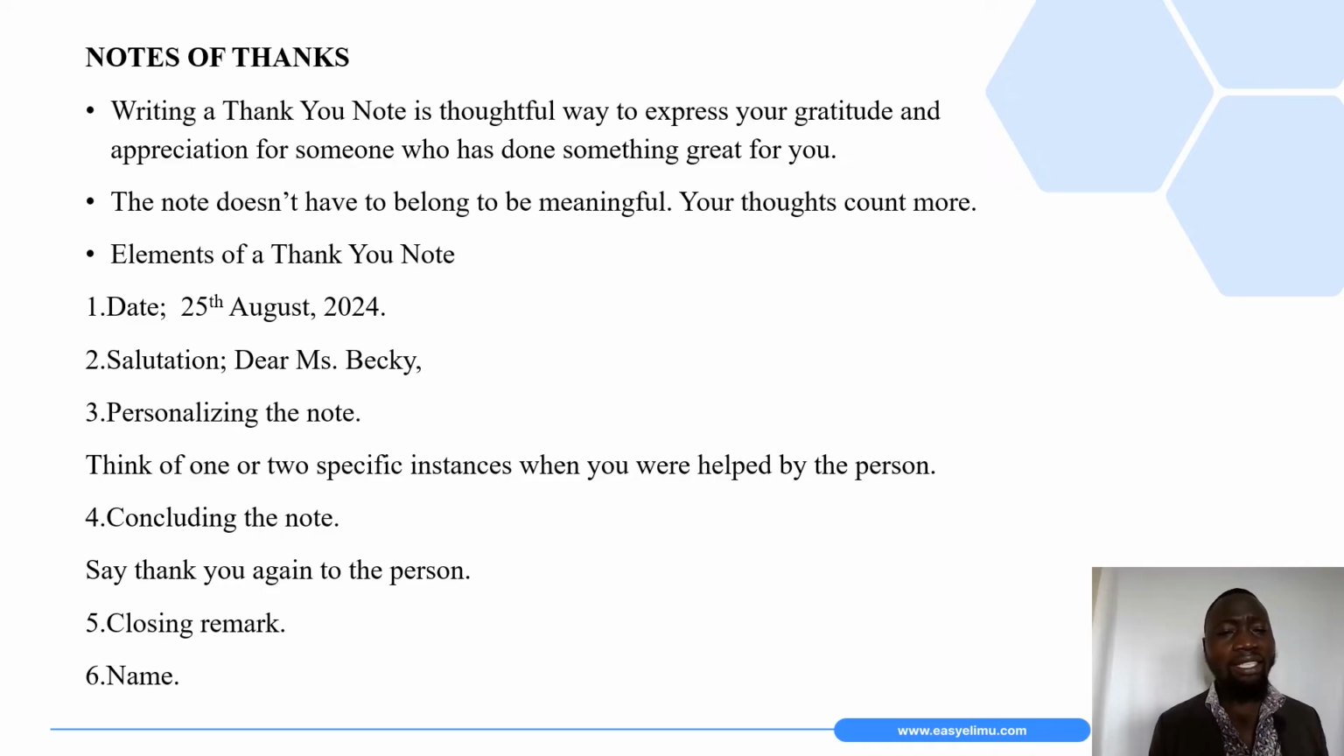So in this case, the specific instance that you will talk about when thanking this person is the fact that he or she helped you clear your fee arrears and get your certificate. So in the body of the note, it's all about personalizing it by thinking and mentioning those instances. So another area is also the conclusion part. That is how to conclude the note.